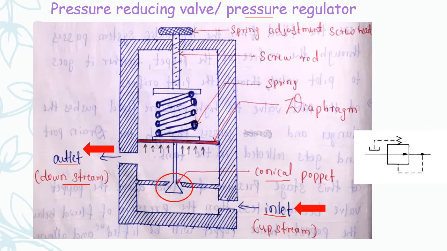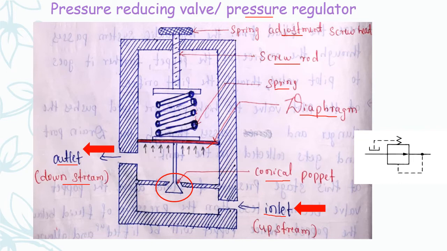Then a screw rod to adjust the spring pressure, then a spring and a diaphragm. These pressure reducing valves are mainly used to maintain a constant reduced pressure at necessary or specified locations in a hydraulic system. These are normally open type pressure reducing valves.